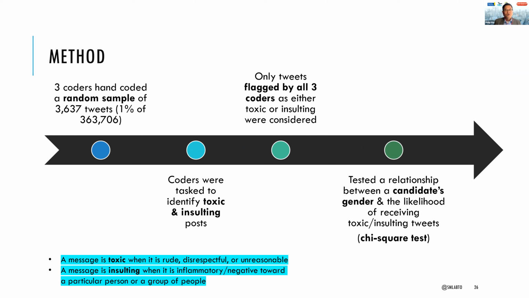So that's basically all we told the coders: read these 3,000-something tweets, and then identify tweets that exhibit either toxic or insulting behavior. And then only tweets flagged by all 3 coders as either toxic or insulting were considered and used in the rest of our study. Then we tested the relationship between the candidate's gender and the likelihood of them receiving a toxic or insulting tweet using a chi-square test.